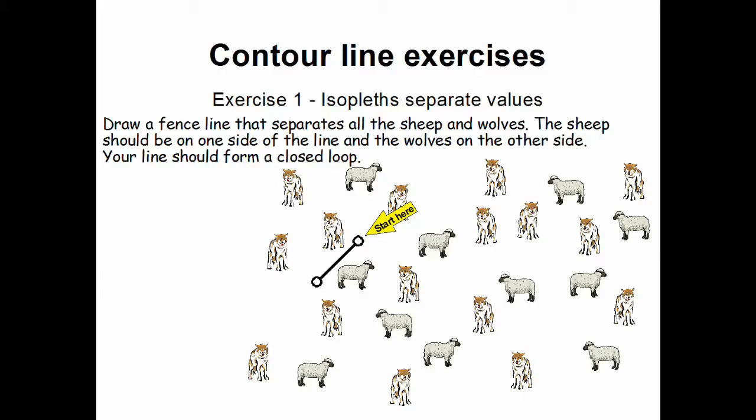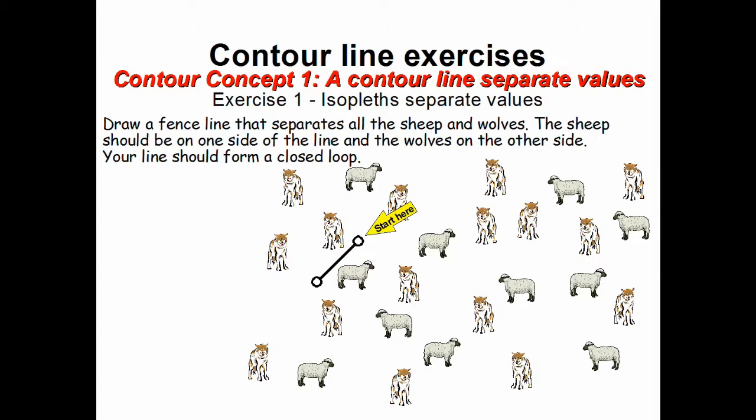Now, the line should form a closed loop, and if you observe it carefully in your exercise, there should be no sheep inside with the wolves and no wolf inside with the sheep. There are several solutions to this problem, and I'm giving you a little fence line here. Start here and see if we cannot complete the loop coming in the other end and fulfill these qualifications. Remember, for this first exercise, what you should learn is that the contour line separates values. In this case, our values are sheep and wolves.